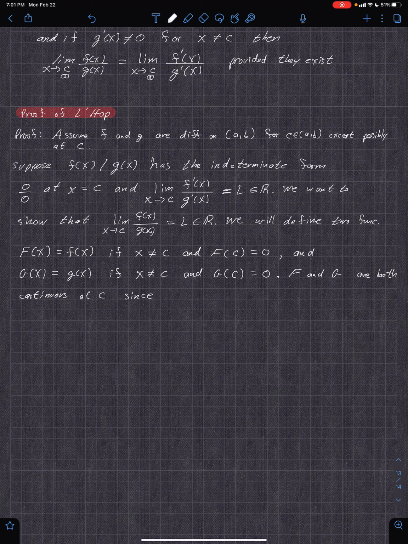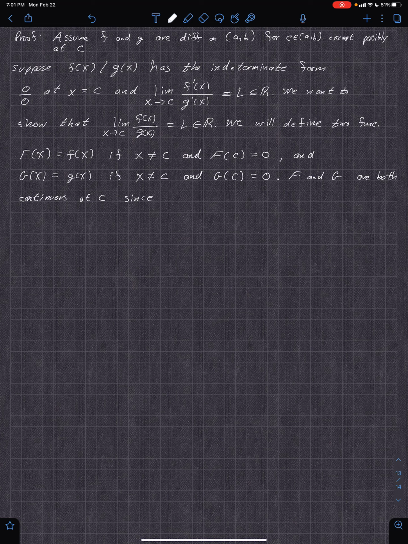Since, to show continuity, you want to show that the limiting value equals the function value. So if you take the limit, just showing that statement, the limit of capital F of x as x approaches c is equal to the limit of little f of x as x approaches c, which equals 0, which is equal to capital F of c. So they are basically the same everywhere. And then this must equal 0, right? Because this is what it's assumed to be, as a determinate form.